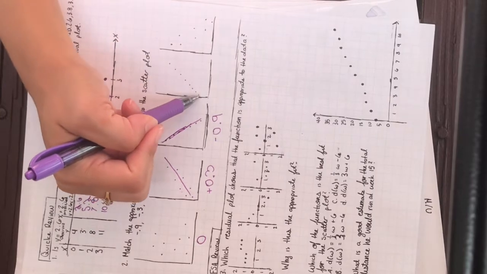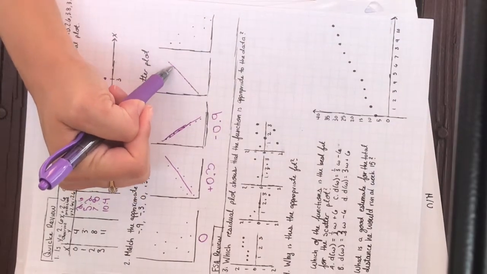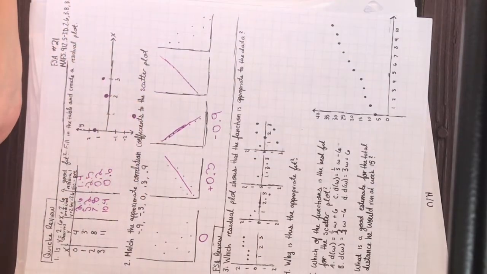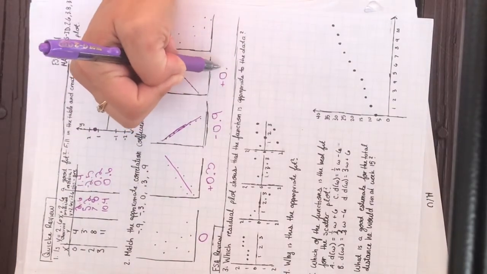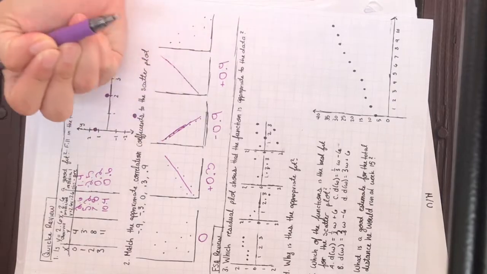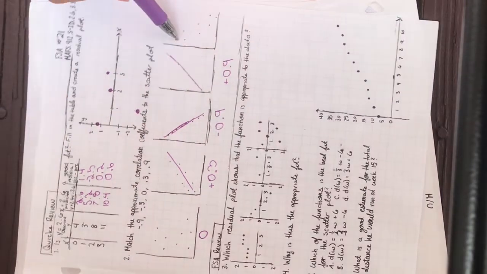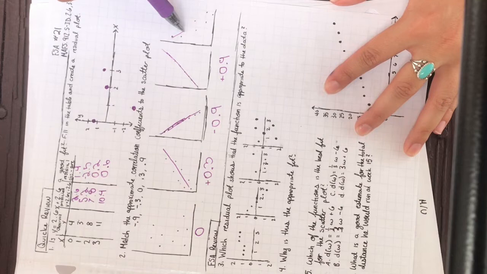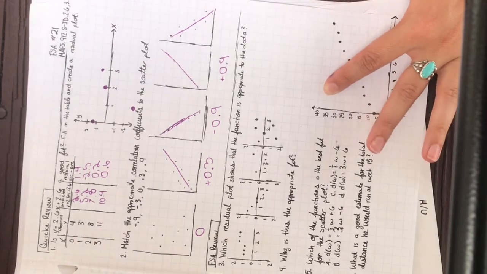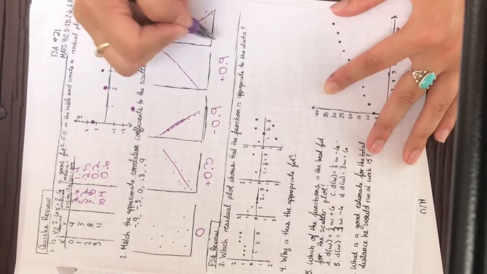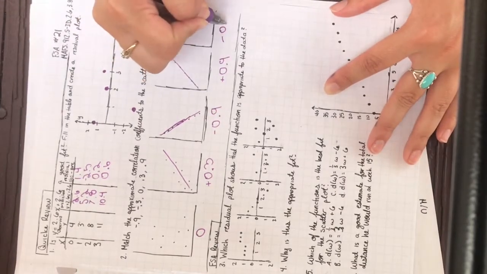And these dots are pointing upwards, and they're pretty darn close to the line, if not right on the line. So this is a positive 0.9. And now this graph is kind of pointing downwards like this. And the dots are pretty close to my line, but they're not right on my line, so I'm going to say it is a negative 0.3.